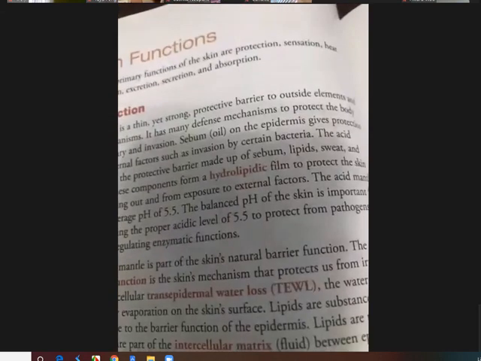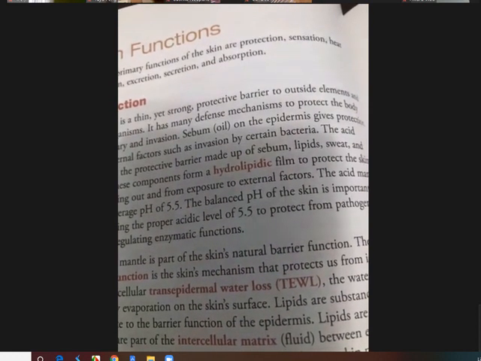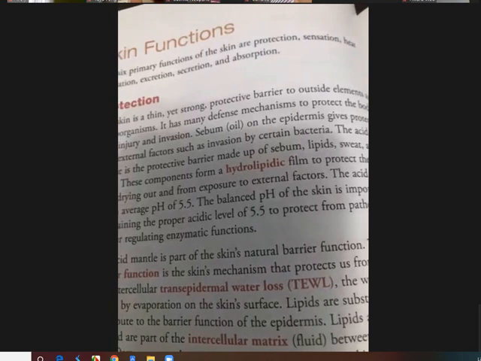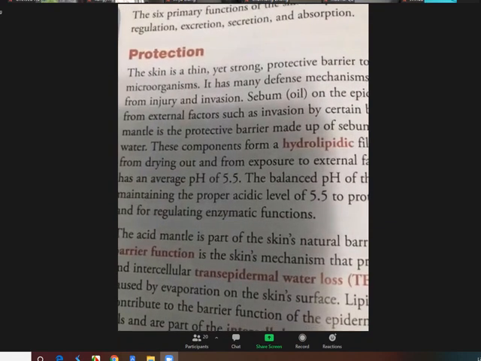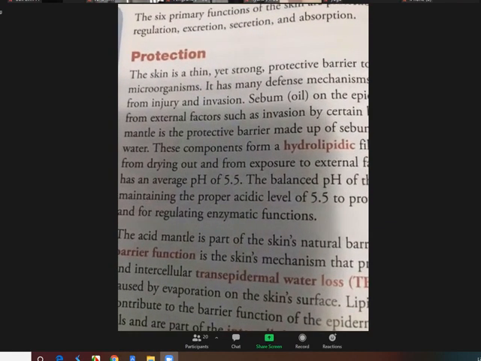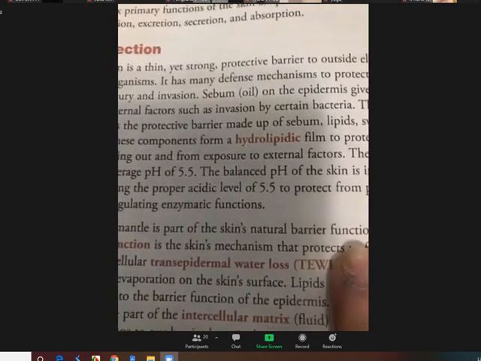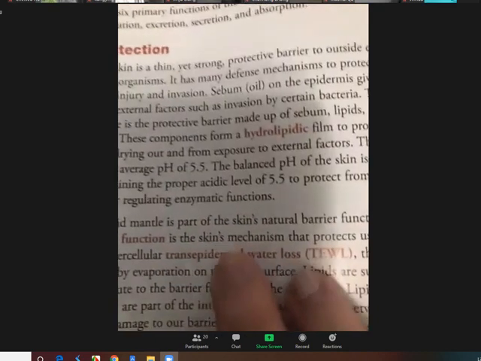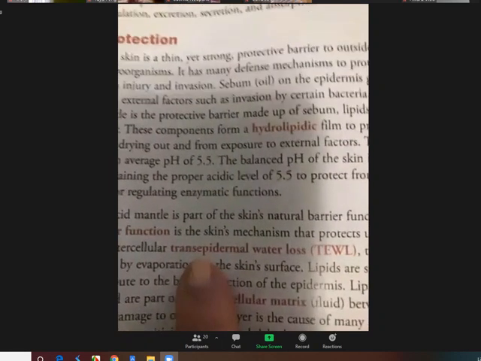Okay, next one is the acid mantle. The acid mantle is part of the skin's natural barrier function, so it's a protective layer. The barrier function is the skin's mechanism that protects us from irritation and intercellular transepidermal water loss. Remember this word, please.